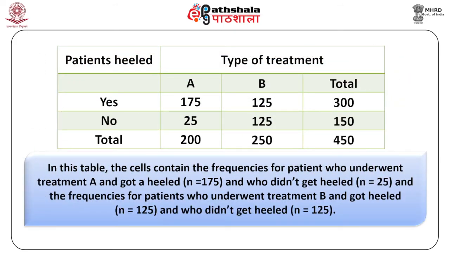In this table, the cells contain the frequencies for patients who underwent treatment A and got healed, which is n equals 175, and who didn't get healed, n equals 25. And the frequencies for patients who underwent treatment B and got healed, n equals 125, and those who didn't get healed, n equals 125.